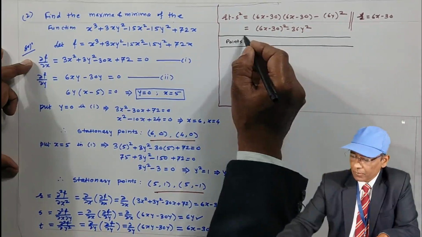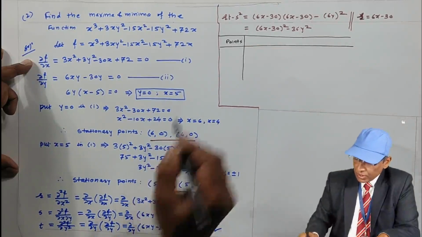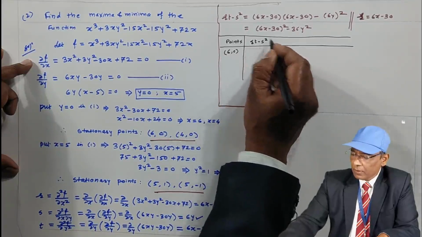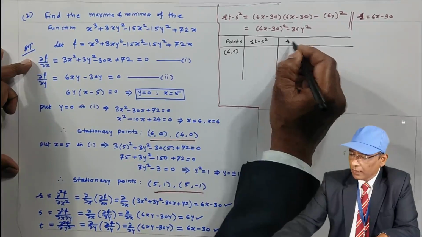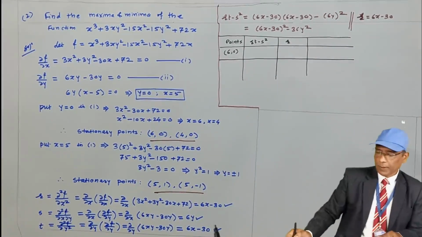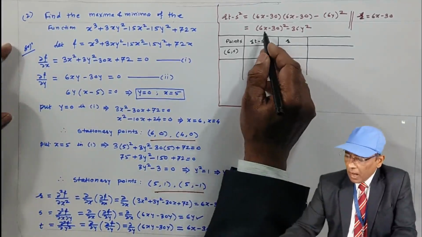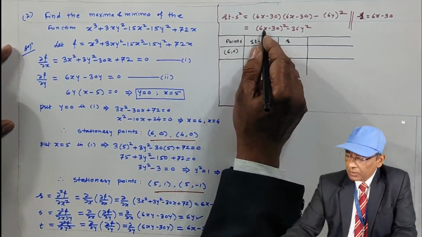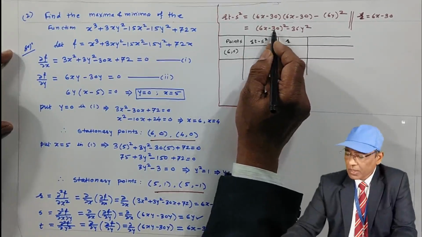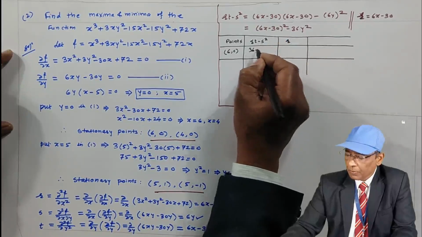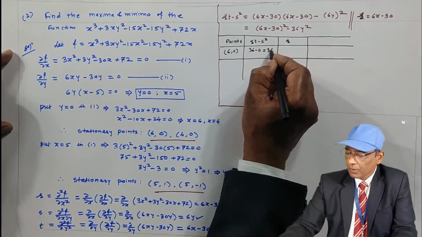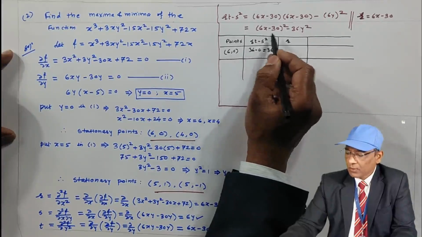These are the points. The first point is 6, 0. Now RT minus S square I want. Be careful. Put x equal to 6: 36 minus 30, and 36 minus 36 y square. 6 square is 36, minus y, which is 0, means this is 36. Means RT minus S square at (6, 0) is 36.